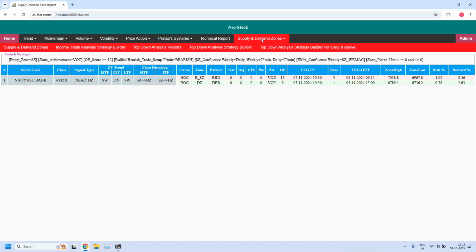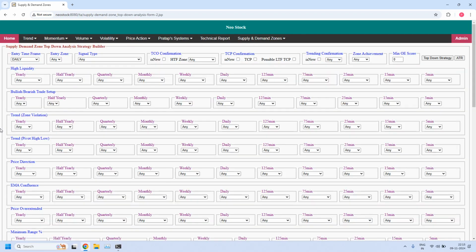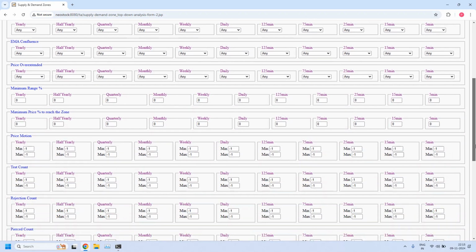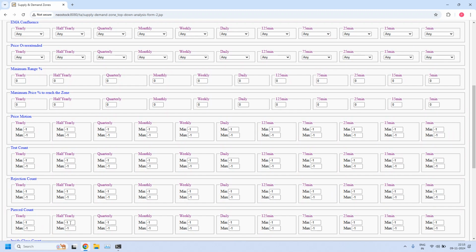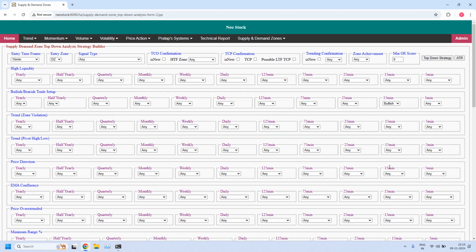Okay, next let us look for a bullish trade setup for daily income trade. For daily income trade, entry time frame is 15 minutes. For a bullish trade setup, the entry zone is demand zone. In the bullish or bearish trade setup parameter, at 15 minutes entry zone, I am selecting bullish. These 15 minutes demand zones should not be pierced. So in the pierced count, at 15 minutes time frame, I am setting minimum value 0, maximum value 0. That means the zone is not pierced.